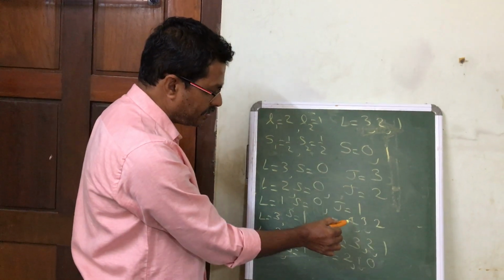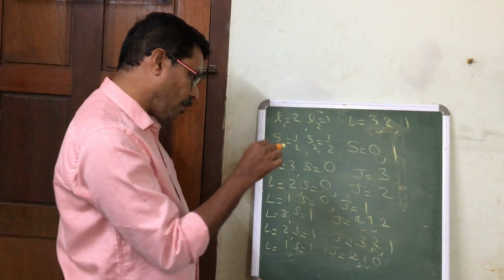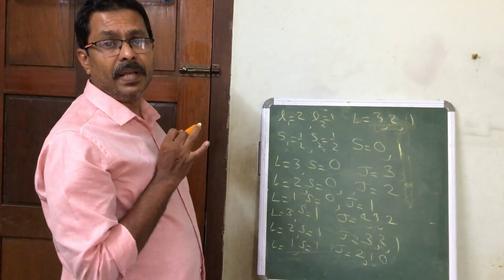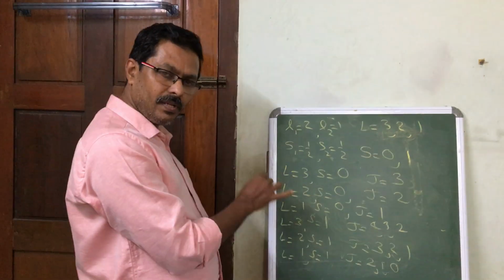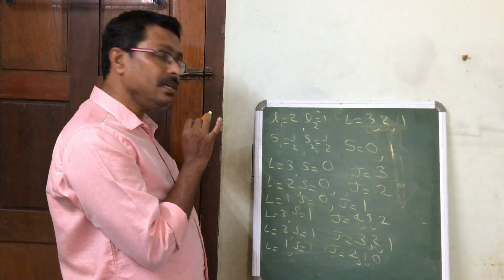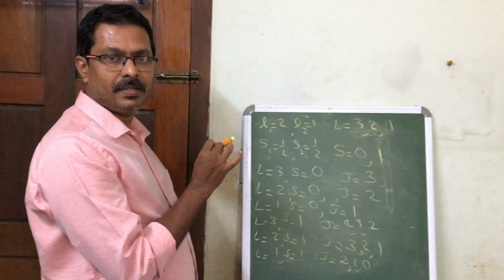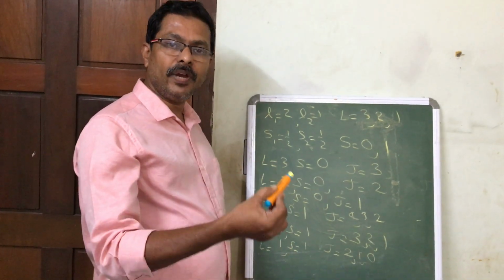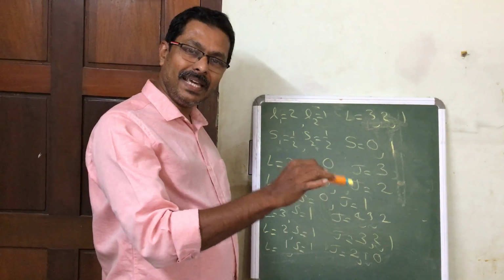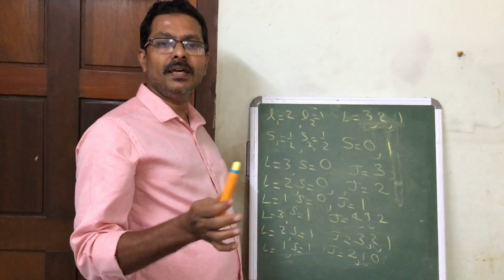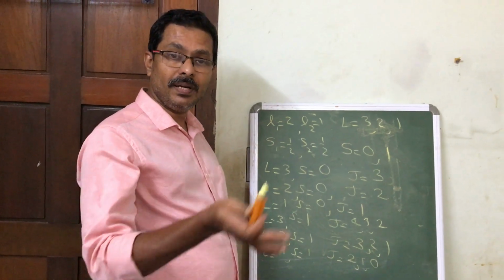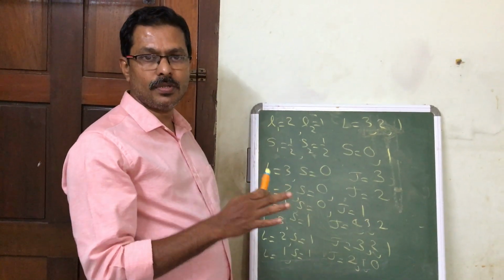You are getting the final J values as 4, 3, 2 and 1. This method is called LS coupling. Here, individual L values combine vectorially to give the resultant L values. Similarly, individual S values combine vectorially to give the resultant S values.